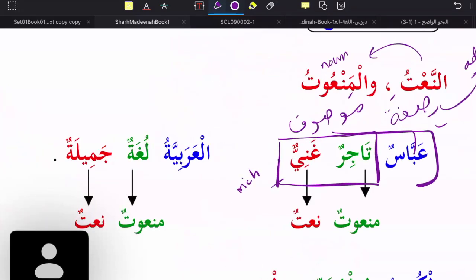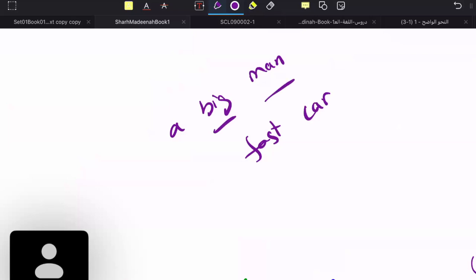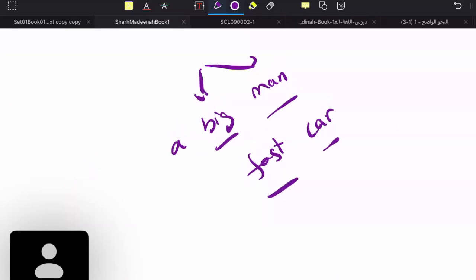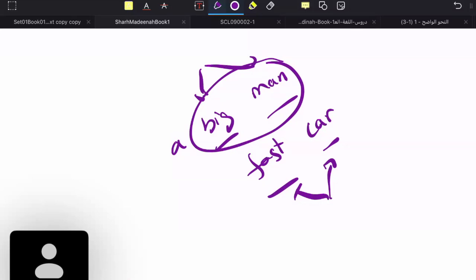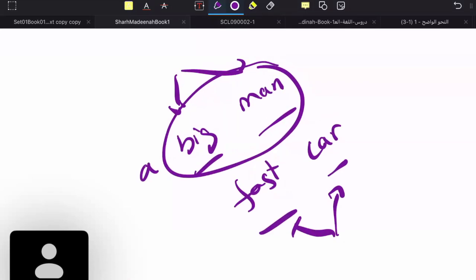Now, before I explain what an adjective phrase is, remember when we say in English, a big boy, or a big man, or you say a fast car. We do have two words side by side, right? We have big and we have man. We have fast, we have car, two words side by side. But by reading it, we understand that this is an adjective phrase. Why? Because big is an adjective.